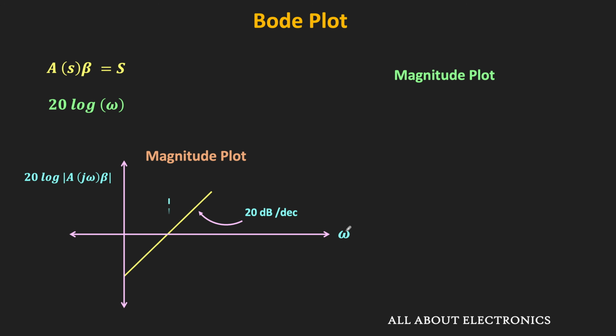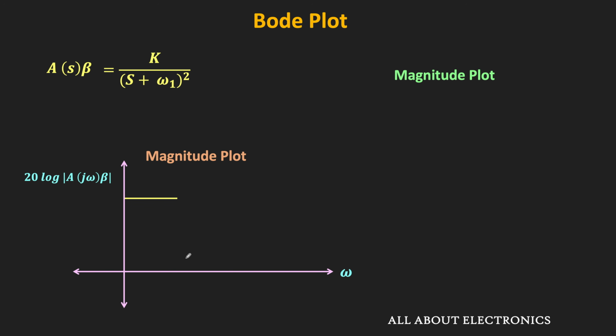And at this omega equal to 1, this magnitude will be equal to 0 dB. That means below this omega equal to 1, the magnitude of the plot is negative. On the other hand, in the expression of A beta, if we have multiple poles at a specific frequency, for example two poles at the frequency omega 1, then from omega 1 onwards, this magnitude plot will reduce at the rate of 40 dB per decade.